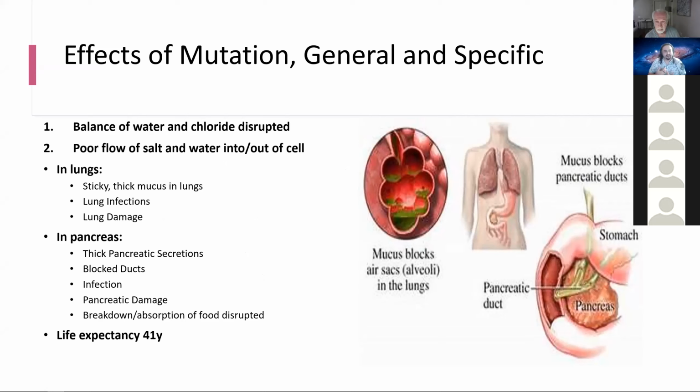In general, the balance of the water and the chloride in and out of the cell are disrupted. So it's poor flow of salt and water in and out. And that results in the lungs with thick, sticky mucus, lung infections, and lung damage. And in the pancreas, you also get thick secretions, blocked ducts, infections, again, more damage. And because it's the pancreas, it sort of reduces the ability for the body to break down and absorb food. Generally, with our mutation, life expectancy is only about 41 years, but that's not terrible.